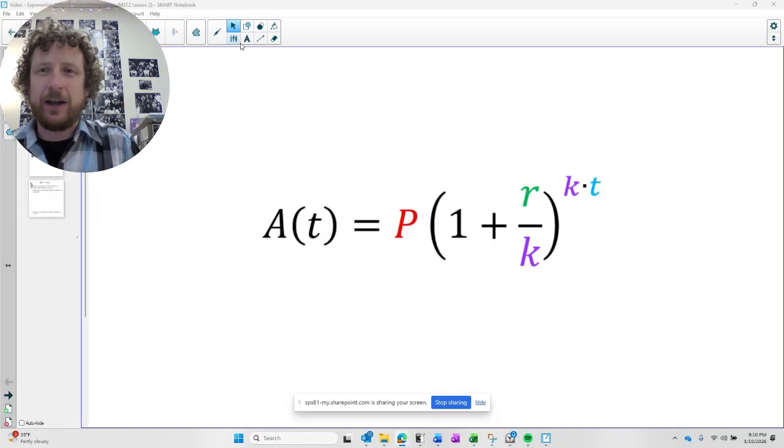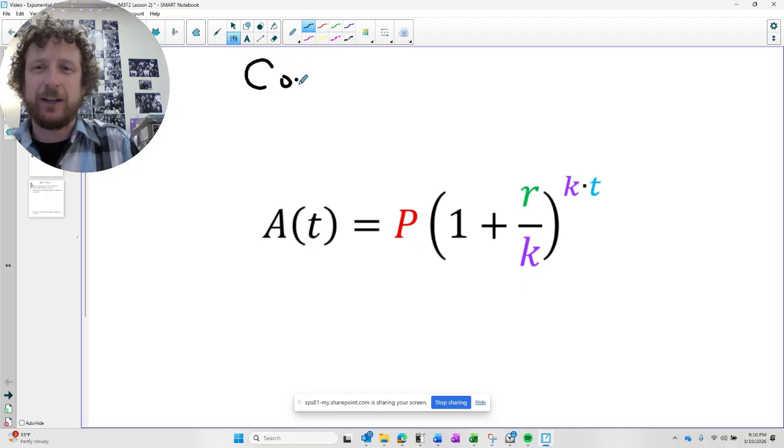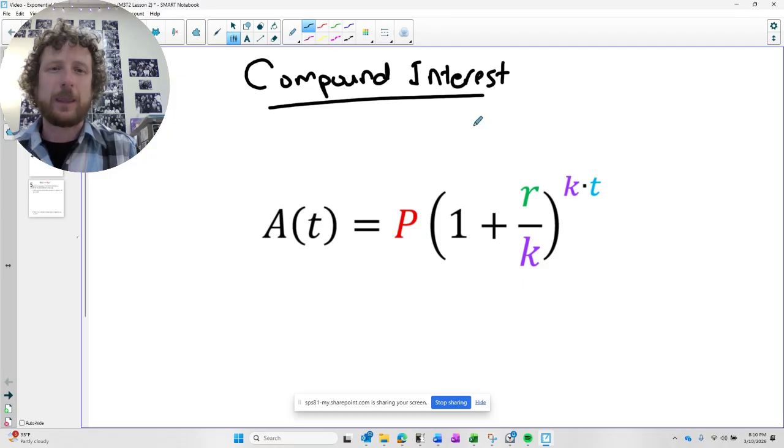We're going to start by talking about compound interest. I forgot to put a title on here. Compound interest. If you were here, we spent a bunch of time on Tuesday talking about where this comes from. Now I'm just going to talk to you about how to use it.